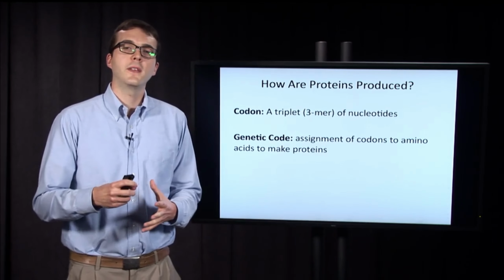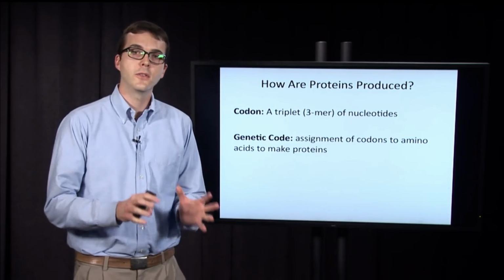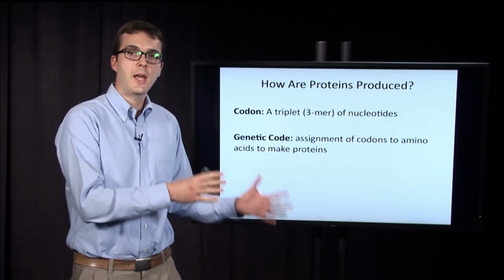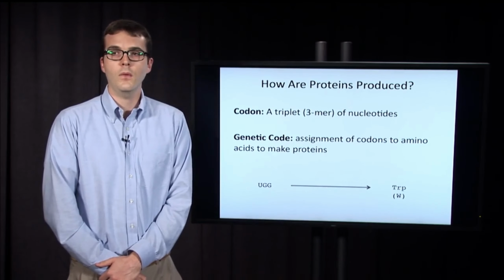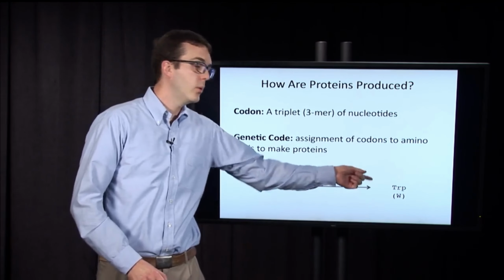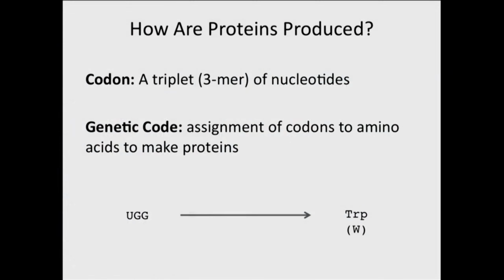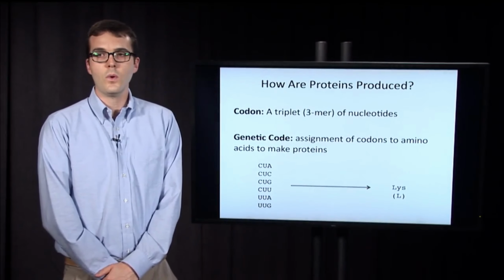And so this motivates the definition of a codon, which is just a triplet of nucleotides. And the genetic code is the term that we use for the assignment of codons into single amino acids in order to make proteins. So here's an example of one codon that gets sent to one amino acid. Tryptophan is always encoded by UGG. Usually what happens is that you see multiple different codons. So here we have 6 different codons going into leucine, or L.